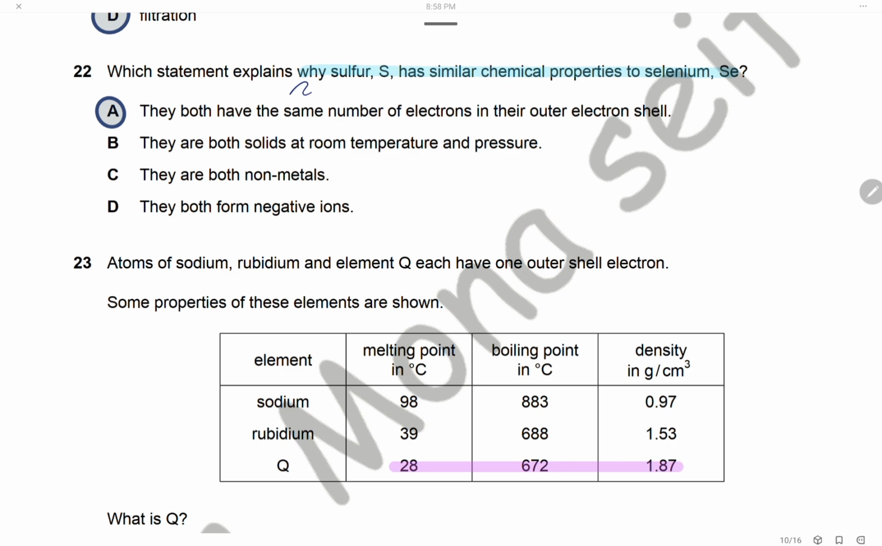Which statement explains why sulfur has similar chemical properties to selenium? They both have the same number of electrons in their outer electron shell, and this is why they have similar chemical properties. Of course, they are in the same group and they have the same number of outer shell electrons.